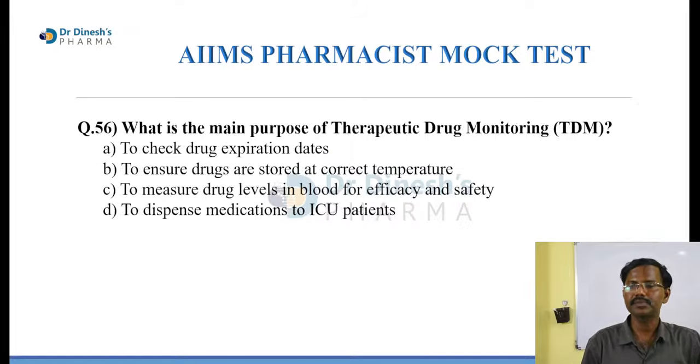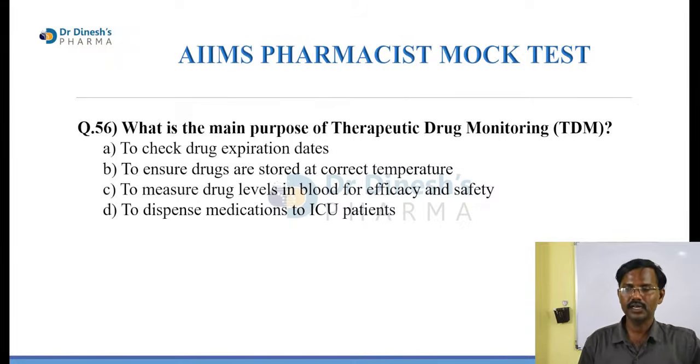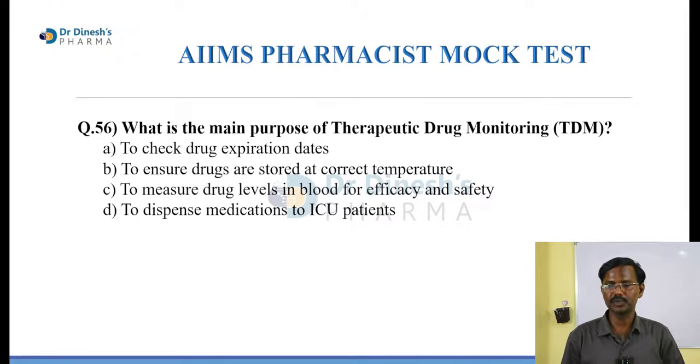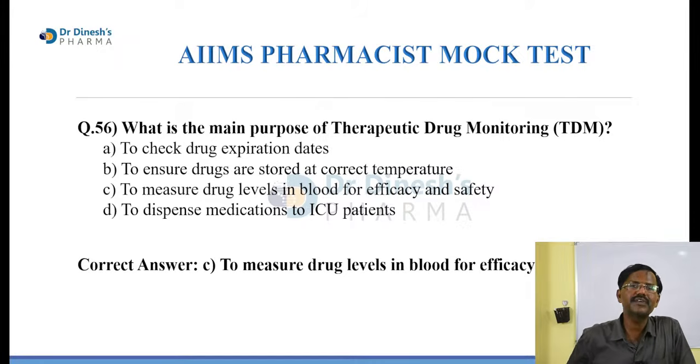What is the main purpose of TDM, therapeutic drug monitoring? What is the purpose of therapeutic drug monitoring? To check the expiration dates of drugs, no. To ensure drugs are stored at correct temperature. To measure drug levels in blood for efficacy and safety, and to dispense medication to ICU patients. So the right answer is C: to measure drug levels in blood for efficacy and safety. That is the main use of TDM.